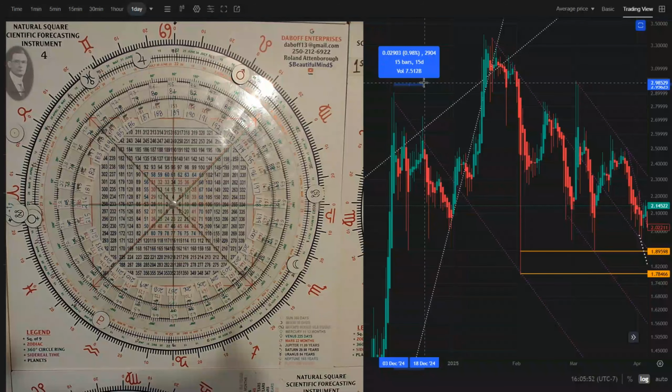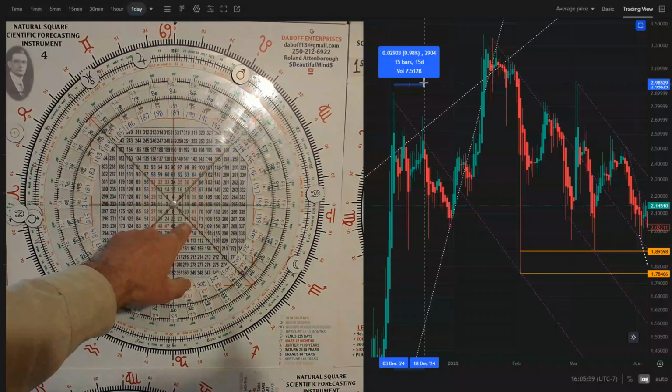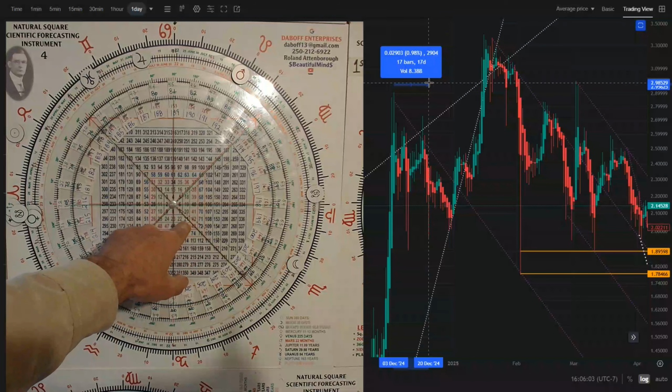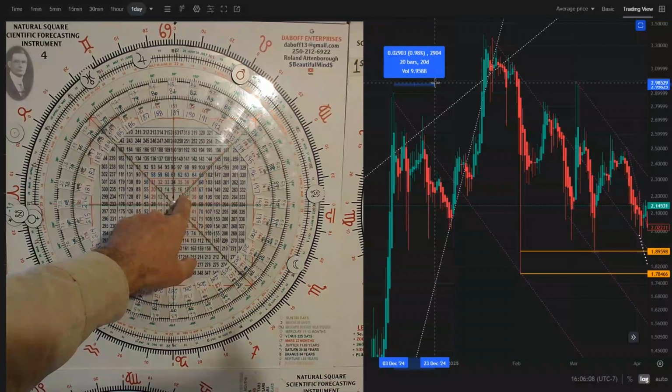14, 15, and the big drop. Okay, so let's continue on now. So this moves down from 19 and 21. Okay, so let's have a look. 17, we got a big move. And let's just keep moving on.